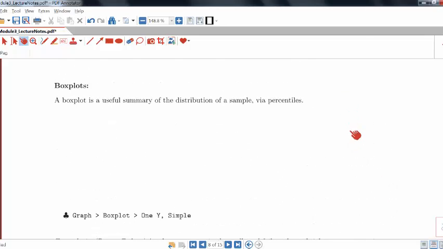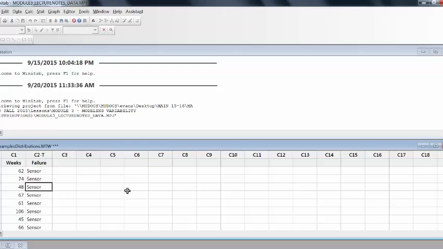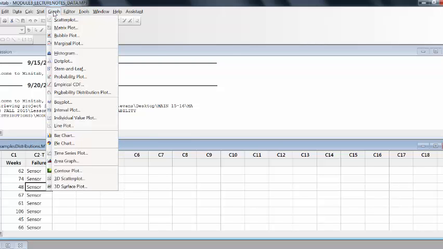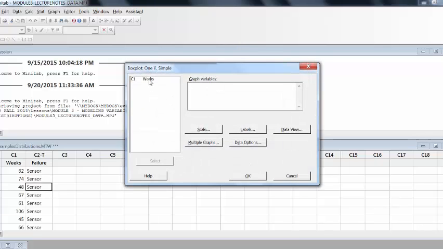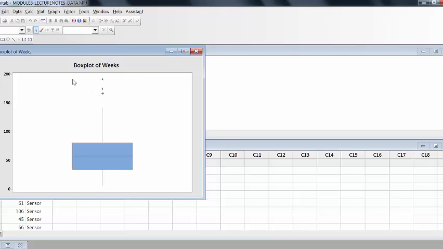So in Minitab, sometimes a way to look at percentiles and quartiles is through a box plot. I put his data in from this section, and a box plot is a graph. It's underneath the graph menu in Minitab, called box plot. I want a simple box plot, and I want to graph weeks and look at the spread. So here's the box plot.